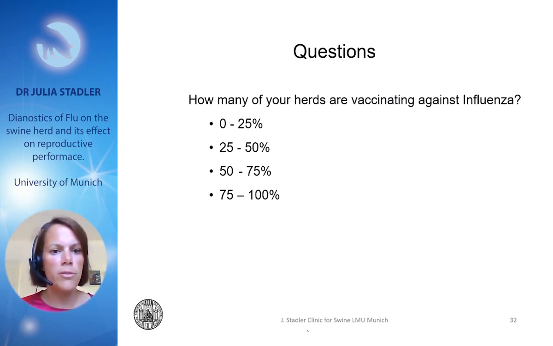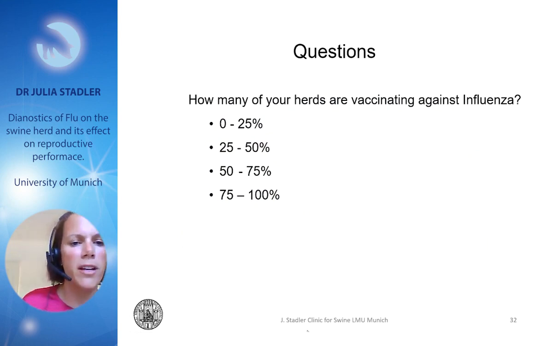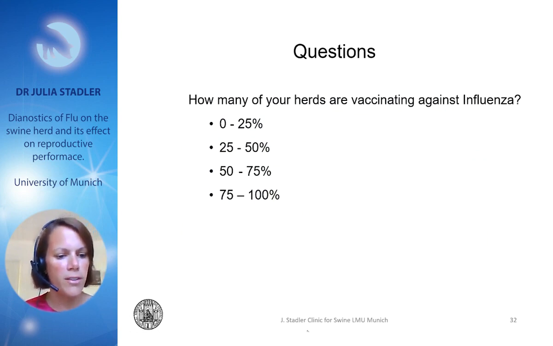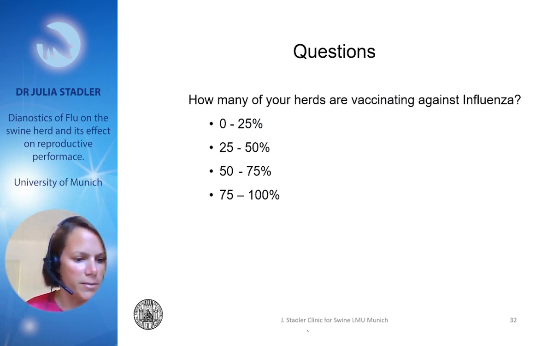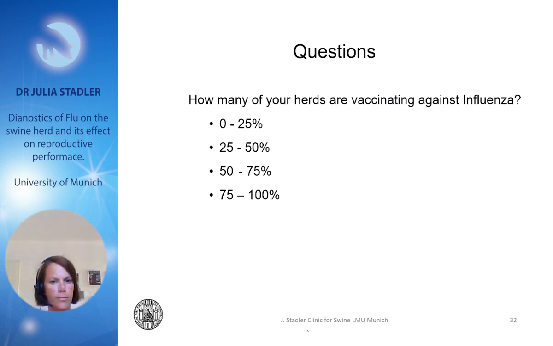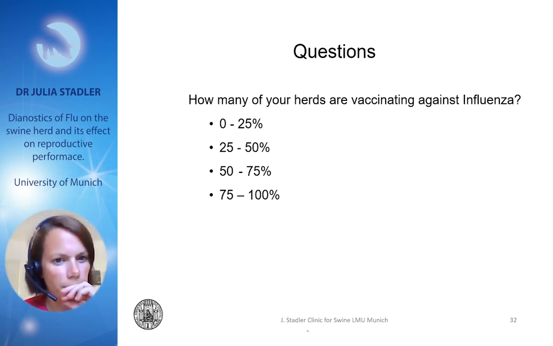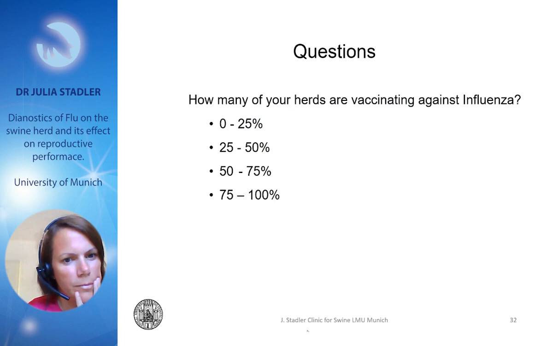So my first question is, how many of your farms are vaccinating against influenza? You have four options to choose between: 0 to 25%, 25 to 50%, 50 to 75%, or 75 to 100%. 36% of the attendees vote 0 to 25%, 34% vote 25 to 50%, 18% vote 50 to 75%, and 12% vote 75 to 100% of the herds.